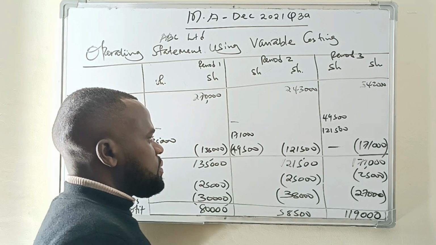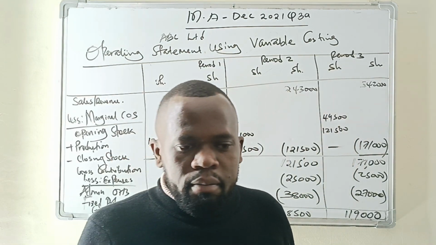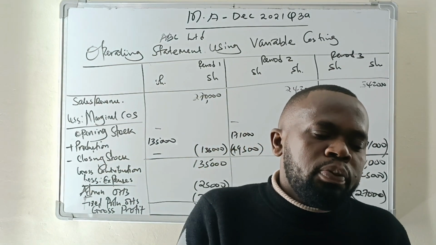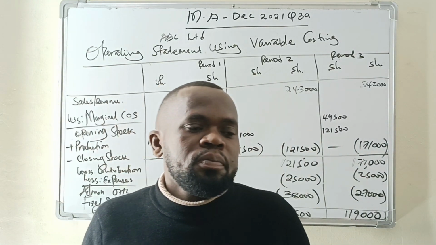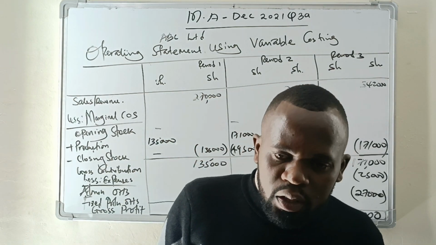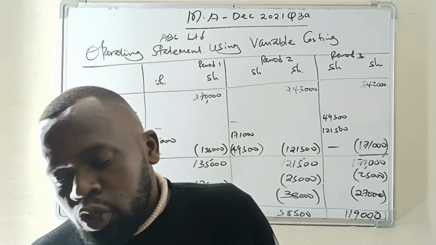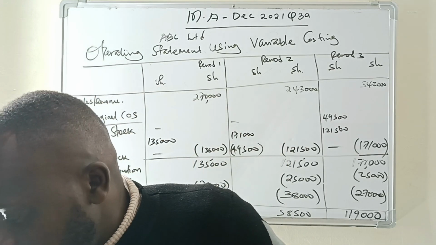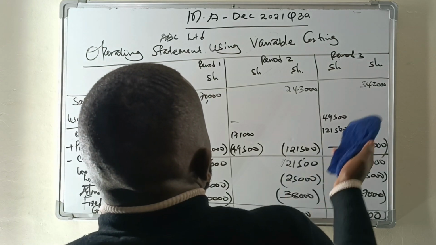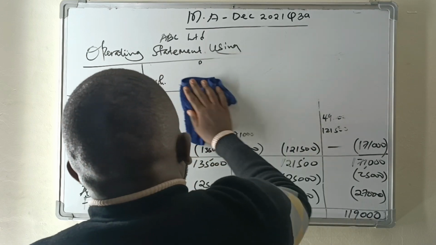The other part of the question is using the absorption costing method, which can also be called the total product costing or total product approach, or it can also be indirect costing method. So all those are the traditional costing methods. So that is what I want us to do. Let me wrap this part so that we can do the same but using absorption costing. Roman 2 of that question.